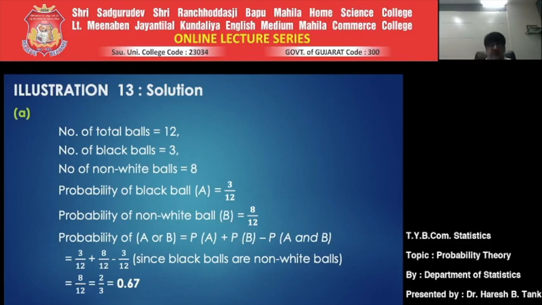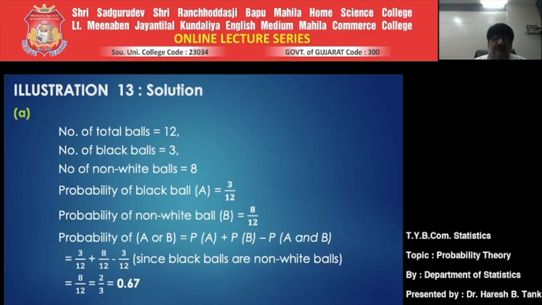Probability of A, which you already have. Probability of B, which we already have, 8 by 12. Now think of A and B. A and B means black ball and non-white ball. In non-white balls, again, 3 black balls are there. So probability of A and B becomes 3 by 12.